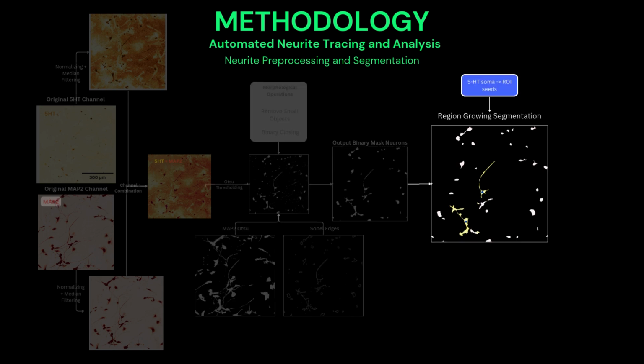Finally, using the previously identified serotonergic somas that we saw in the slide before, we perform region growing to gather connected masks of all the serotonergic neurons.